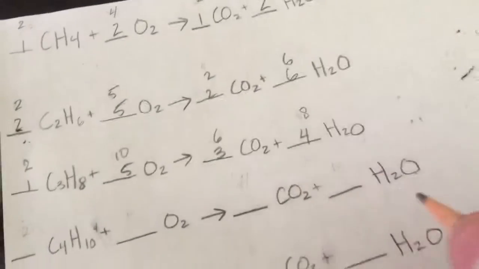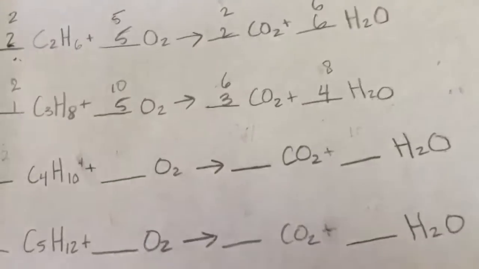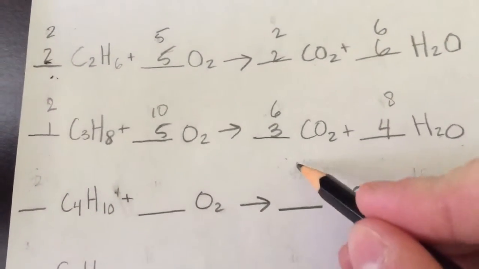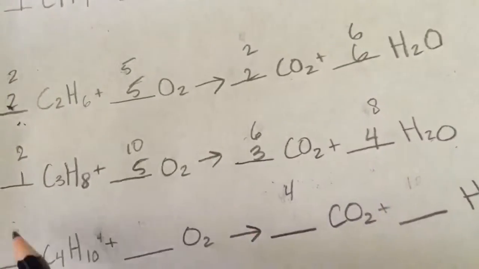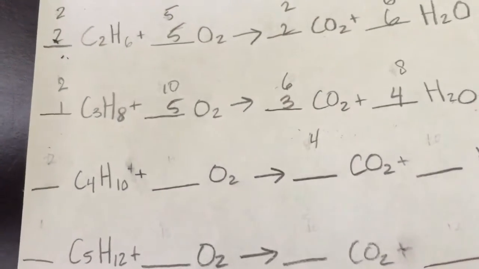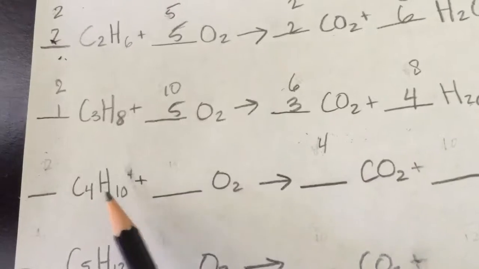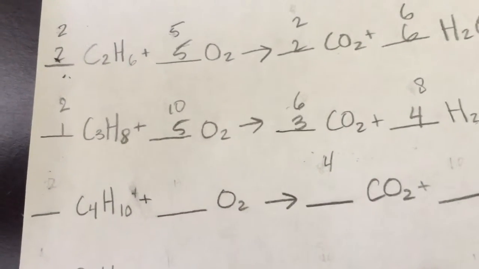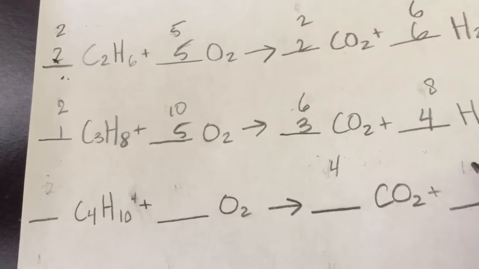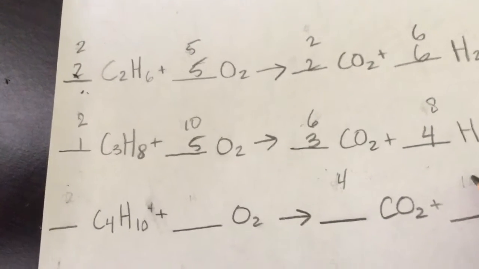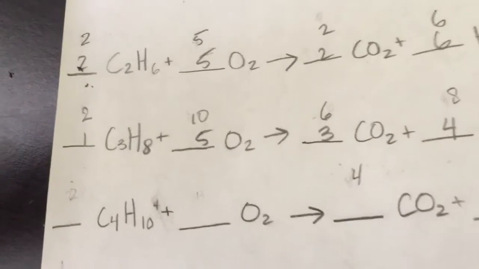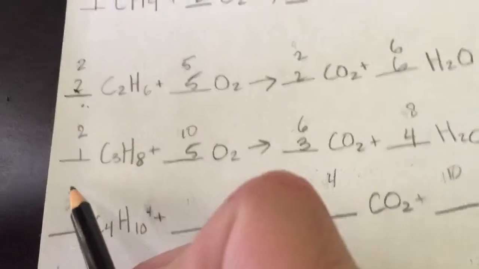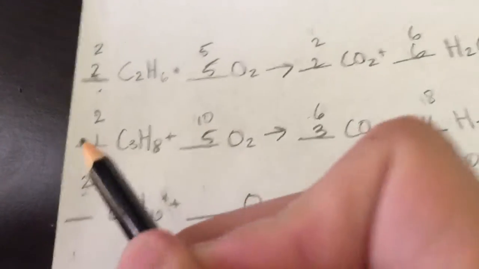Okay, let's look at number 4. You have 4 carbons and 1 here, so you're going to want to make this even and balance it with this. So you have 4 on both sides. Now you're going to look at the hydrogens. You have 10 here and 2 here, so you should put a 5 here, but since 5 is odd, you're going to put a 10. So put a 10 here. You have 20 hydrogens, so you're going to want to put a 2 on this side.